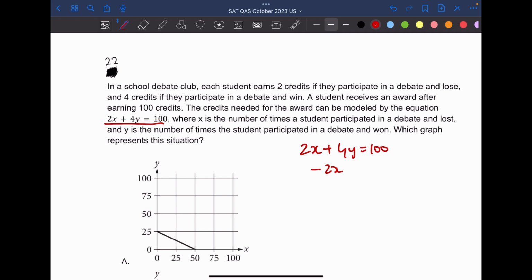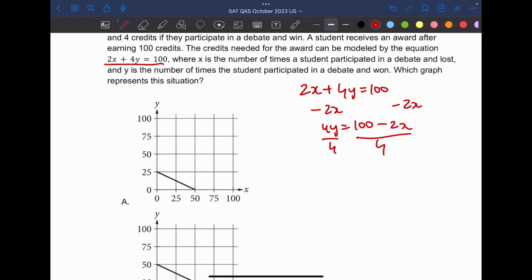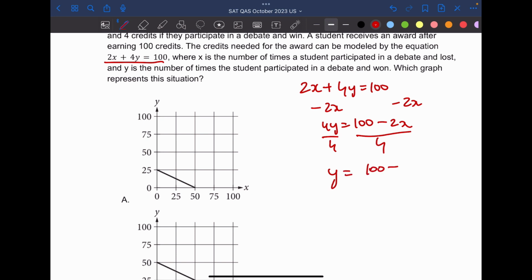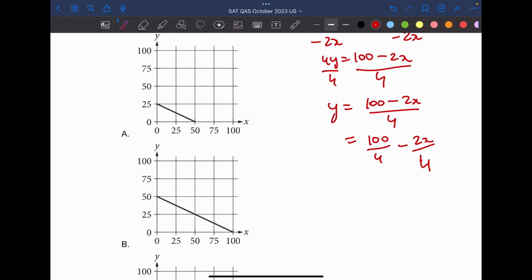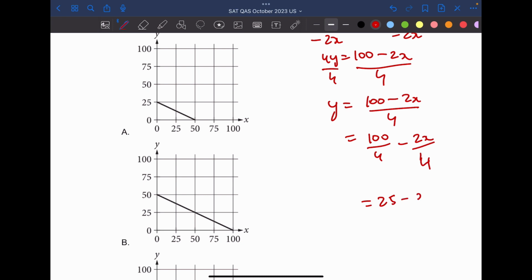And then divide both sides by 4 to get rid of 4. You end up with y is equal to (100 minus 2x) over 4. But we can write this as 100 over 4 minus 2x over 4, which will give you 25 minus x over 2. In theory, you'd have a slope of negative 1/2, because that's the negative x over 2, that's this part, this would be m. But then the y-intercept, or b, would be 25, so b is equal to 25.